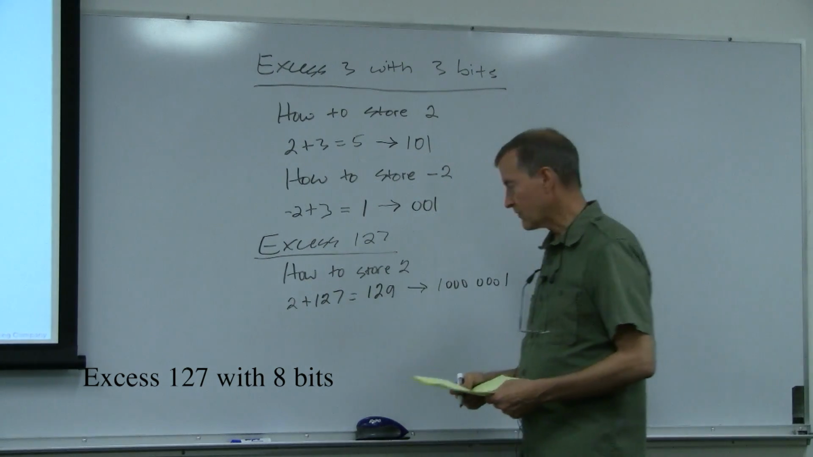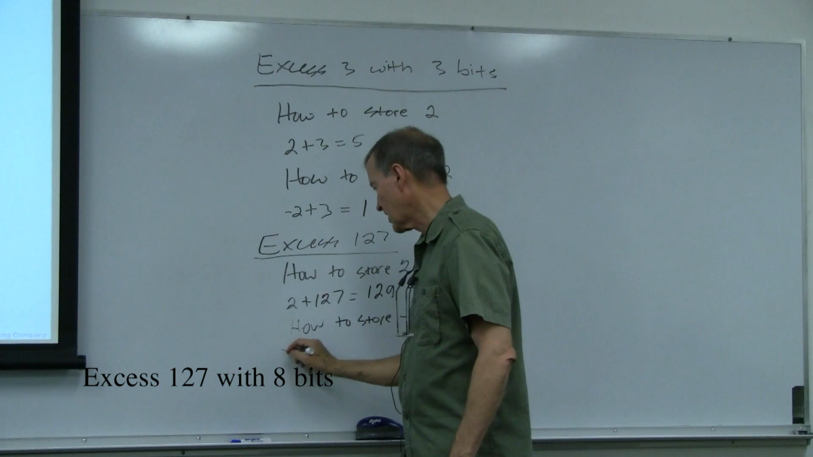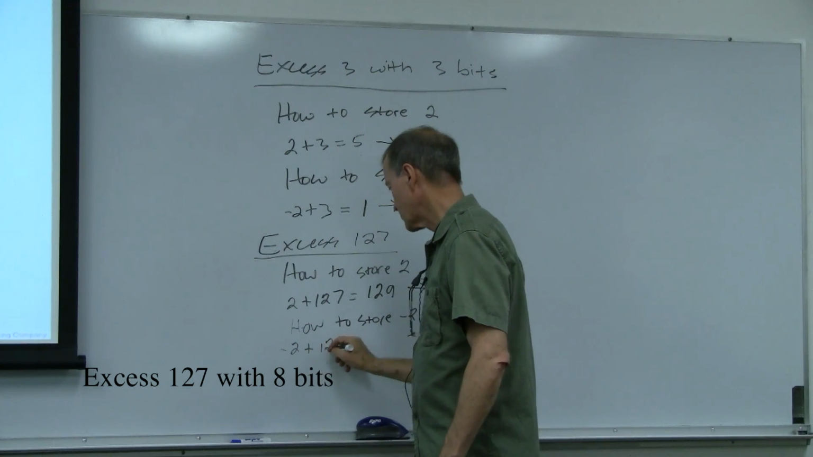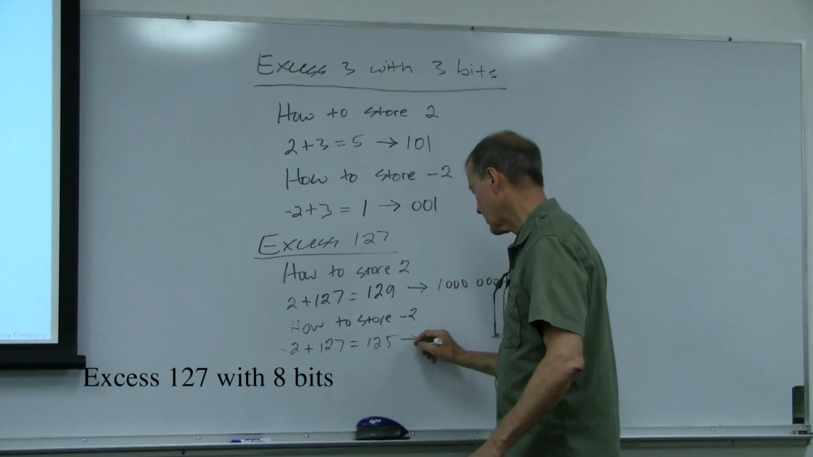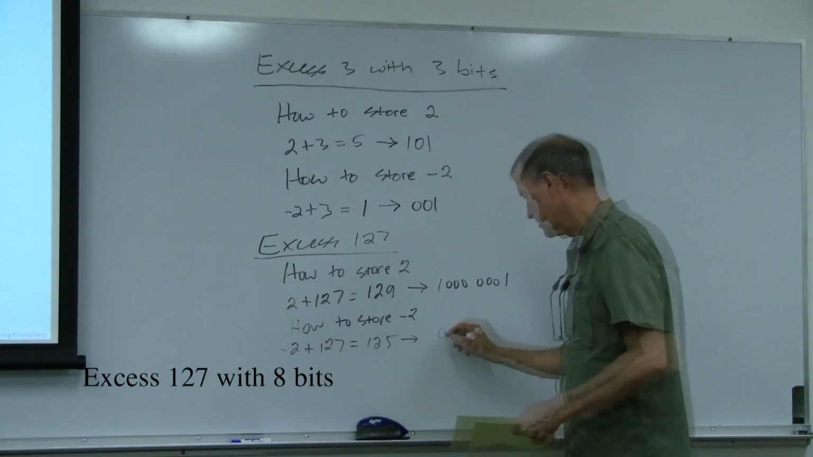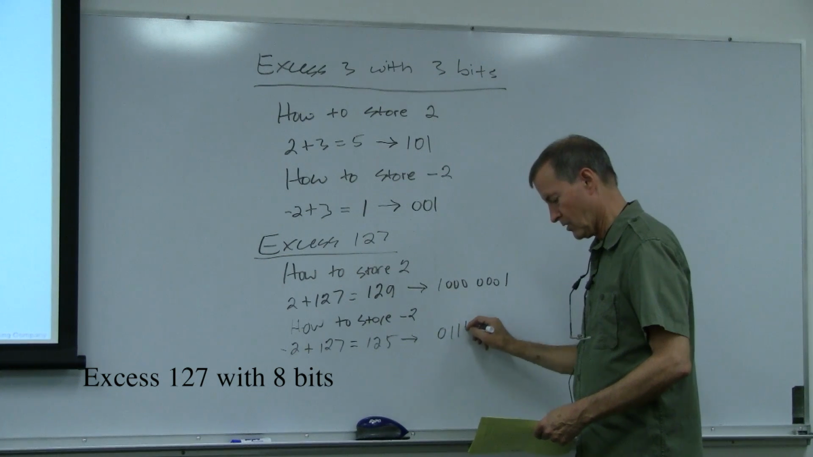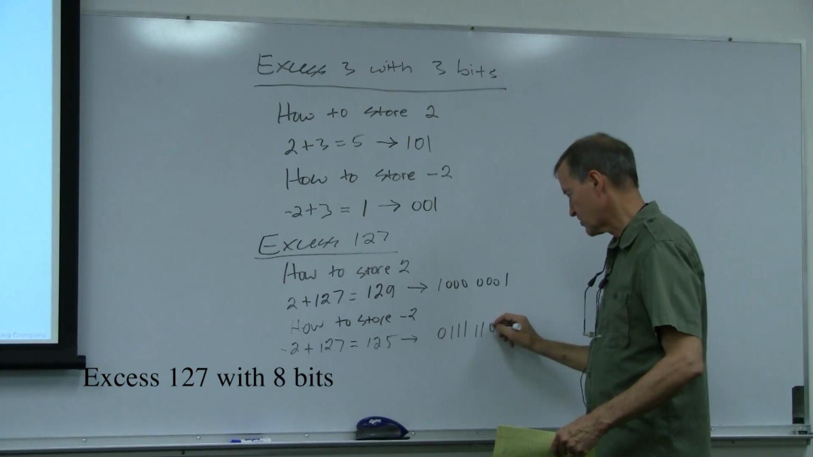And then how to store -2? Well, -2 plus 127 equals what? 125. And if you convert that to binary unsigned, what do you get? 0, 1, 1, 1... I think 1, 1, 0, 1.